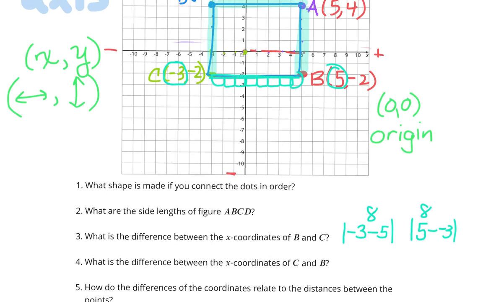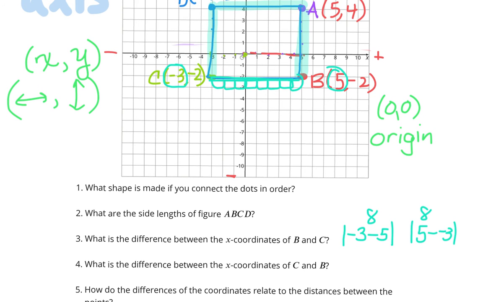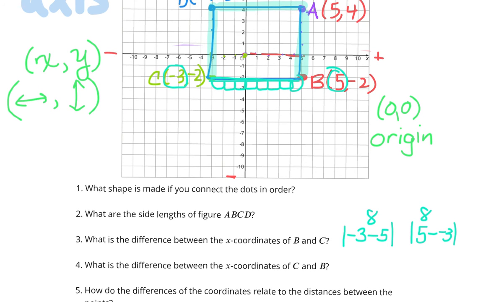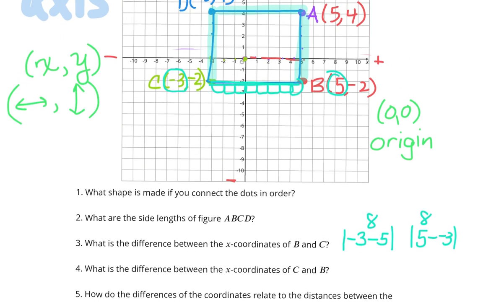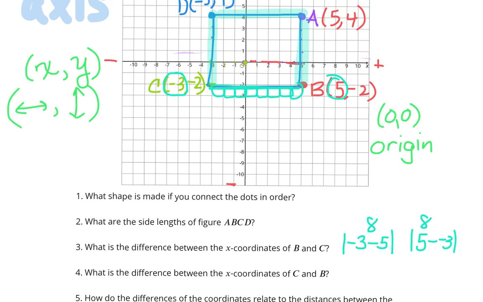What's the difference between the x-coordinates of C and B? We just did that one, sorry. How did the differences of the coordinates relate to the distances between the points? So we think about that. We think of subtraction here. So lots of important stuff coming in this lesson, this coordinate plane. Really the first time we've run into this coordinate plane.